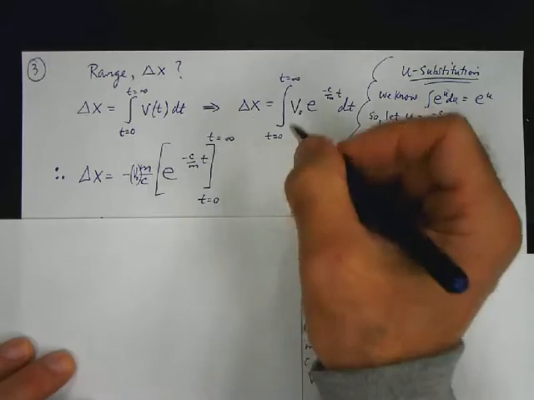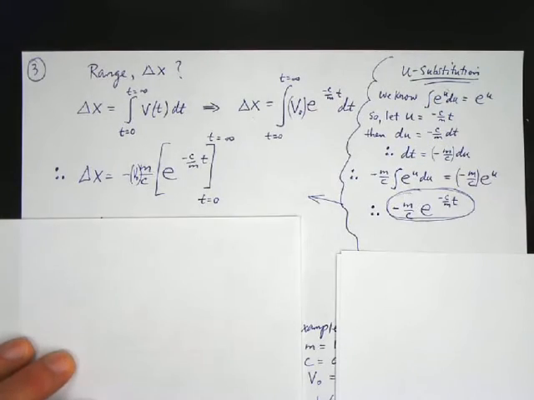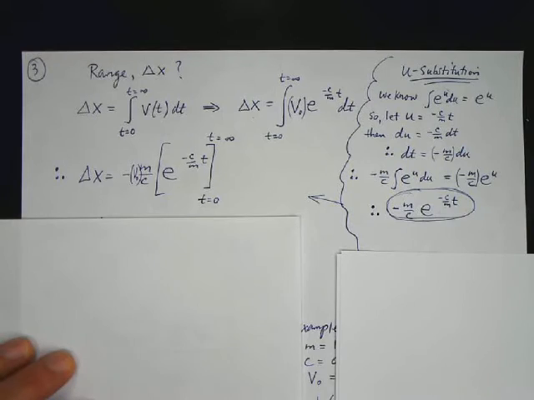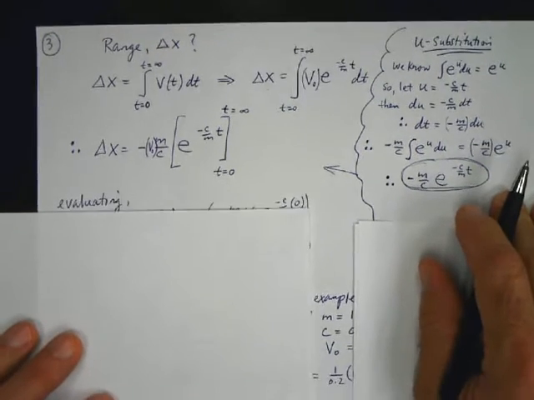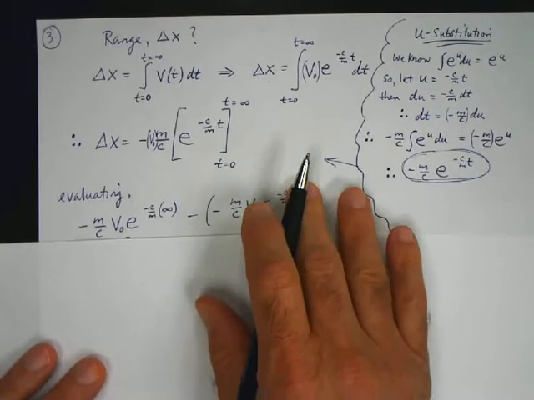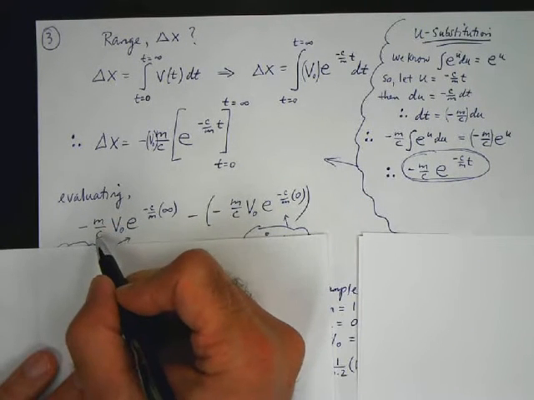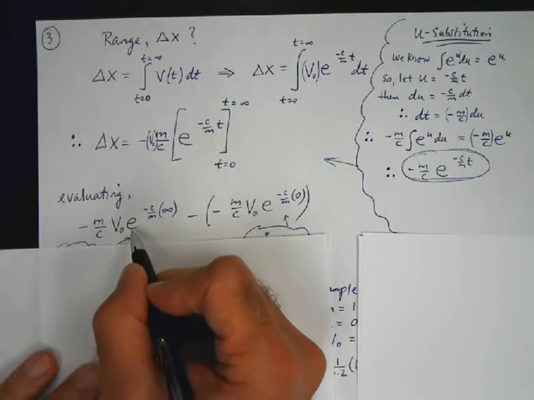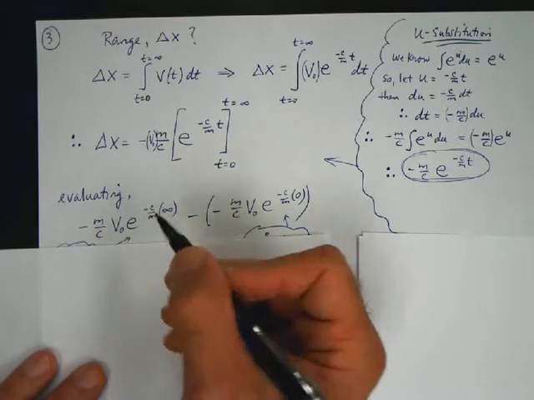Oh, I forgot one thing, and that's the v naught. I should have pulled the v naught out. So we need to have this v naught here also. I'll just squeeze that right in here. Sorry about that. That v naught needs to be included. That's a constant.